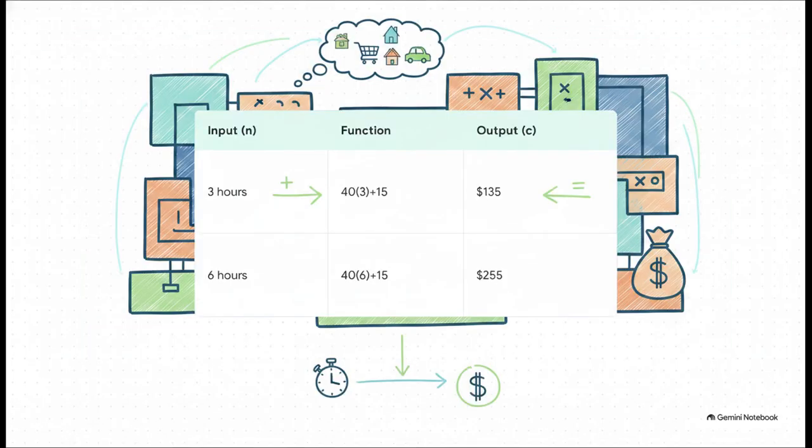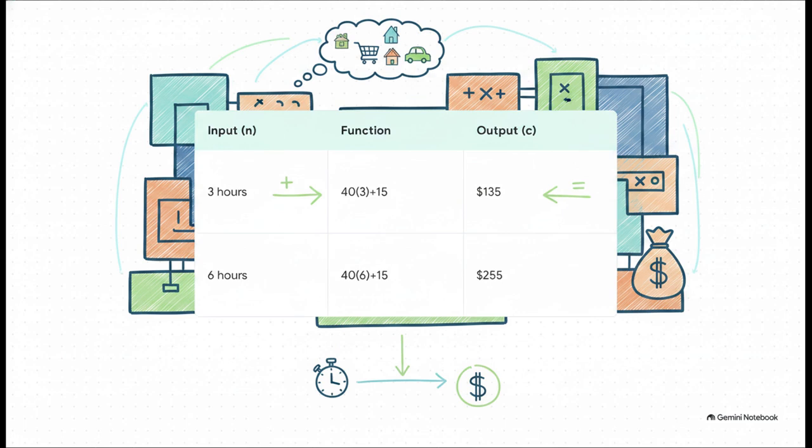Now, what's really fascinating here is how we can visualize this as a sort of function machine. Think of it as an input-output table. If we input 3 hours for n, the machine multiplies it by 40 and adds 15, spitting out an output of $135. If you input 6 hours, it predictably outputs $255.